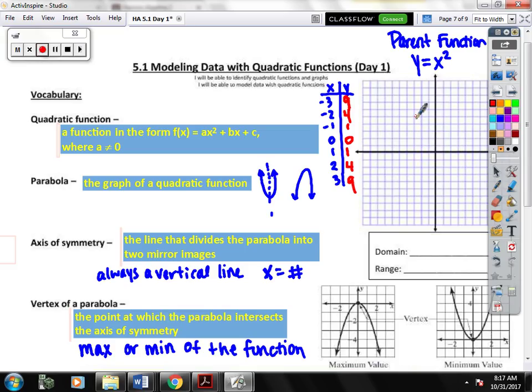So -3. I did plot that one. There we go. -1, 1, 0, 0. And again, you do not want to connect these with segments. It needs to be a rounded curve. So you are just going to do your very best to draw a rounded curve that goes through the points. You can see mine's a little bit off, but as long as it's close.